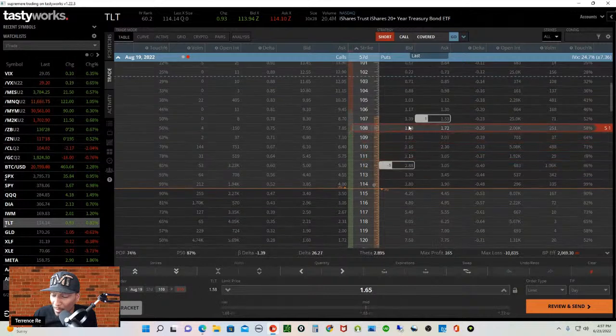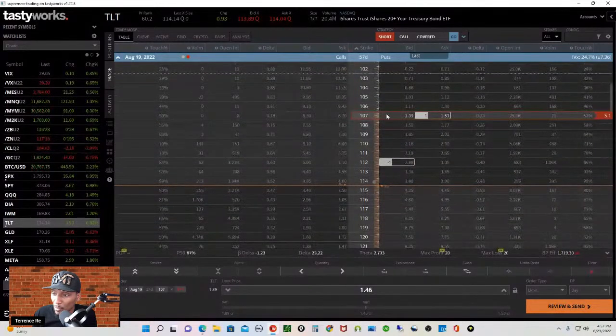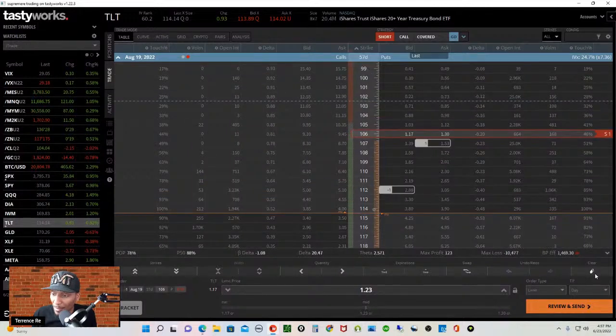If you came down here, say you wanted to collect 185 at the 109 strike, buying power is maybe 1700. If you sell the expected move and just sell the 106, collect 123 for 1400 in buying power. So that's a way to get bullish.